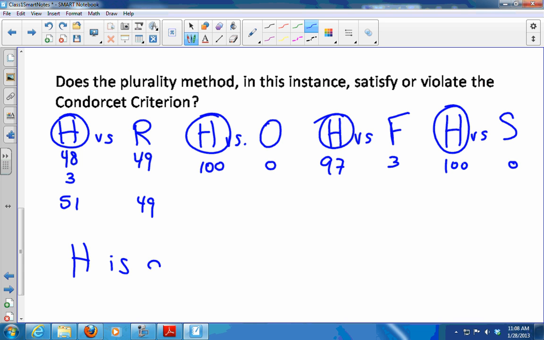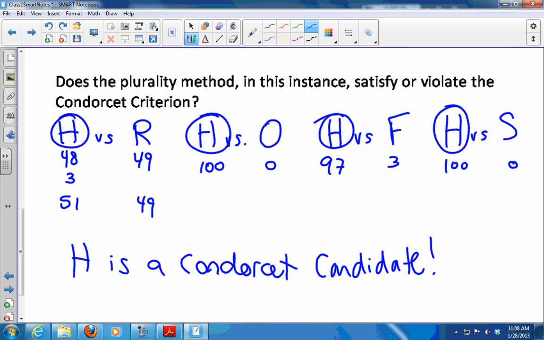Hula is a Condorcet candidate. Condorcet, yeah, it's French. It's the name of a person who invented the concept.